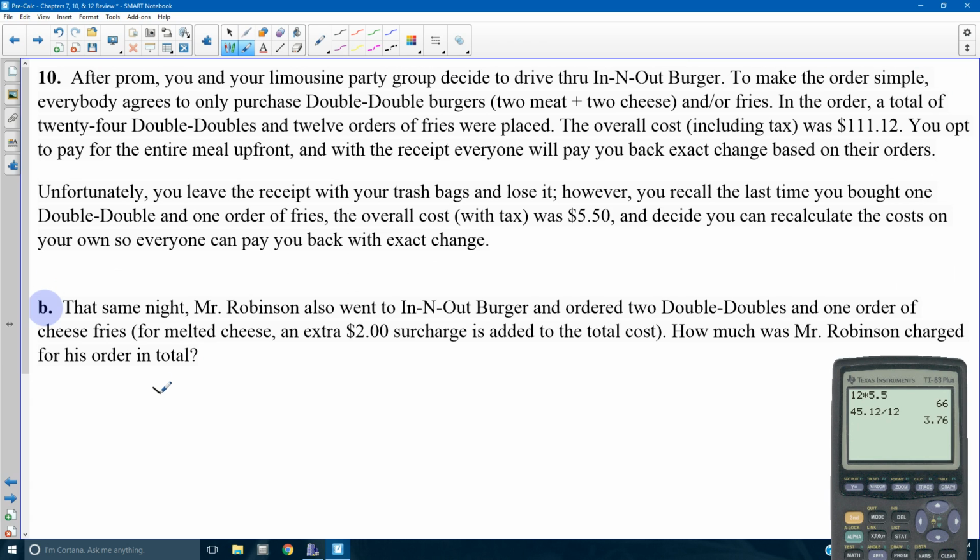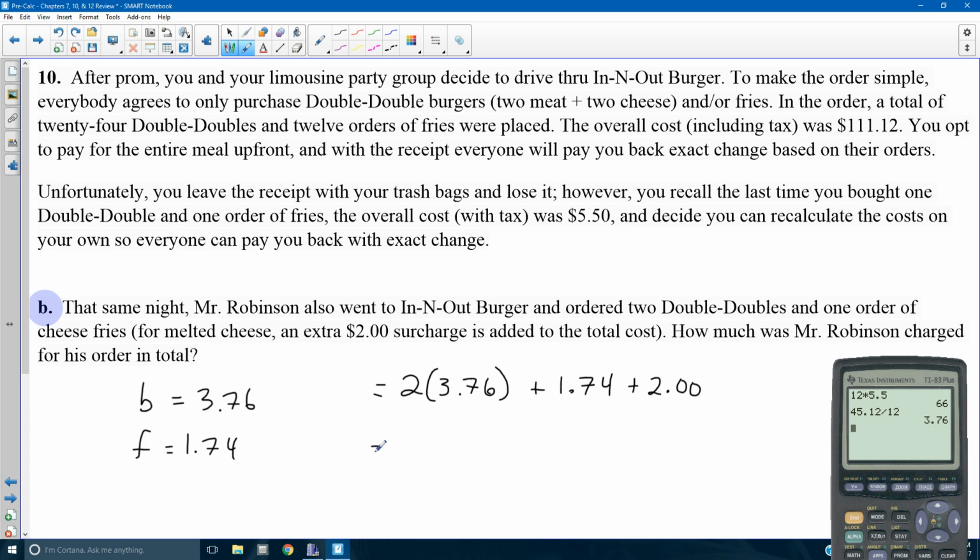So basically what happened is I ordered 2 doubles here. We know that the cost of one of them is $3.76. We know the cost of one order of fries is $1.74 here. So I'm going to take 2 doubles, multiply 2 by $3.76. Then I'm going to do the order of fries. And then there's a $2 surcharge because of melting cheese onto my fries there. I'm going to calculate what that is. That's going to be my total order amount.